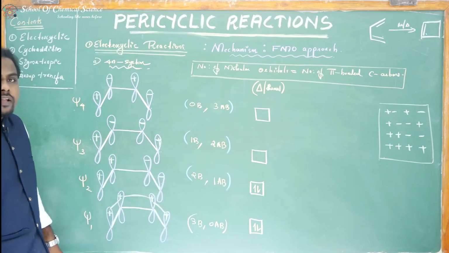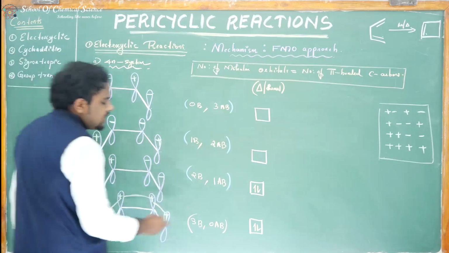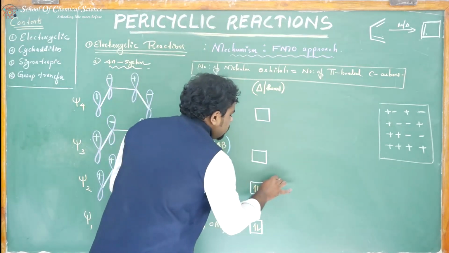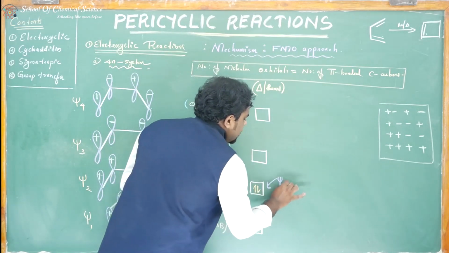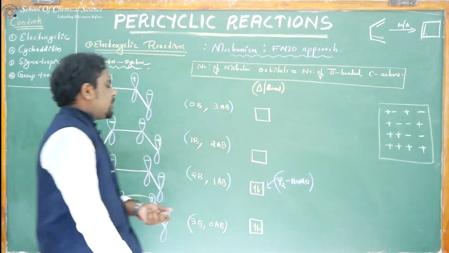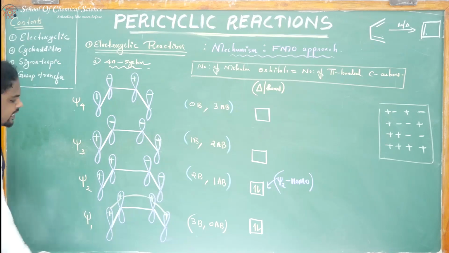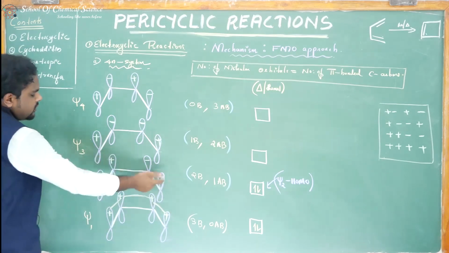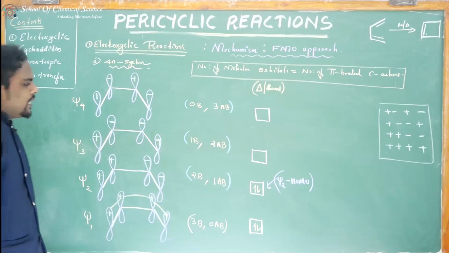Then what is the HOMO and what is the LUMO? Under thermal condition, our HOMO is psi 2. Psi 2 is the HOMO. That means what is the sign of psi 2? Plus plus minus minus.